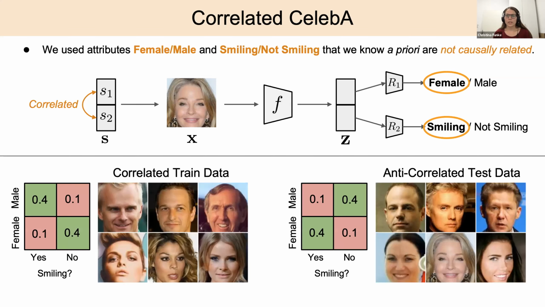We generated correlated training data by subsampling CelebA. In this example, the training data is correlated such that the majority of men are smiling and the majority of women are not. The pattern is reversed in the test data, which allows us to test on anti-correlated test data. We don't add any observation noise here because this real-world example is already noisy.